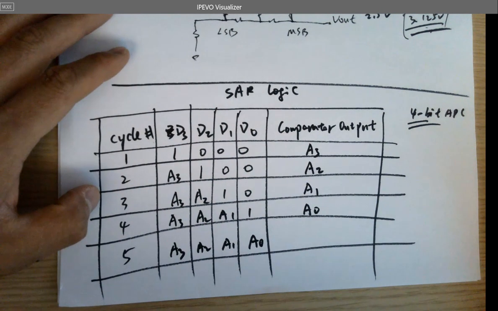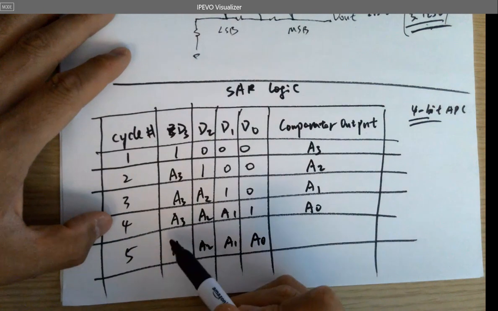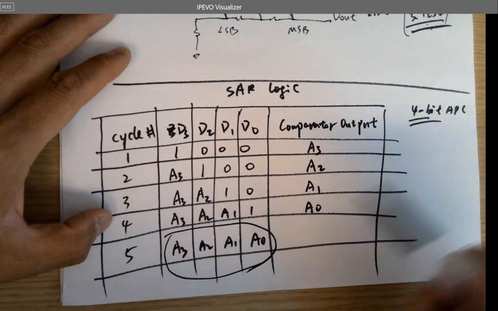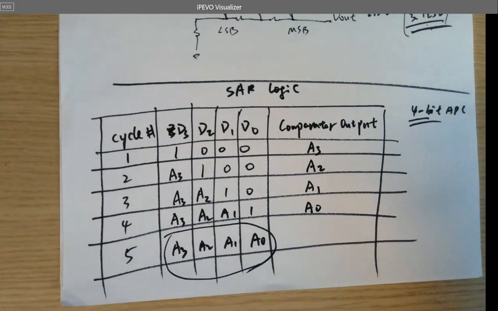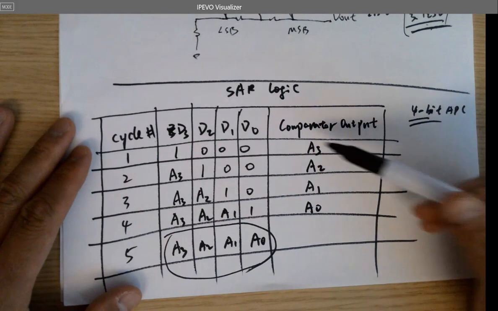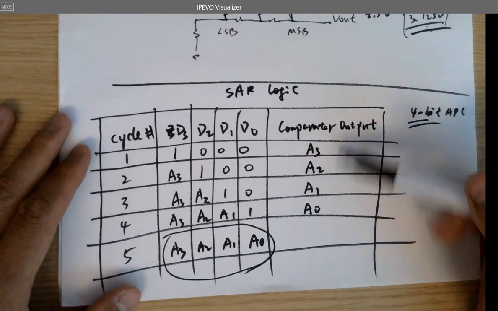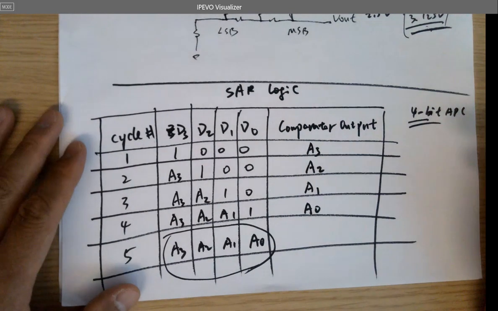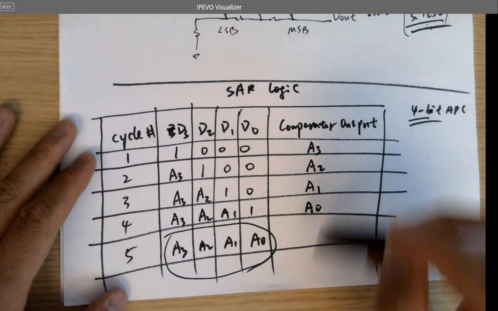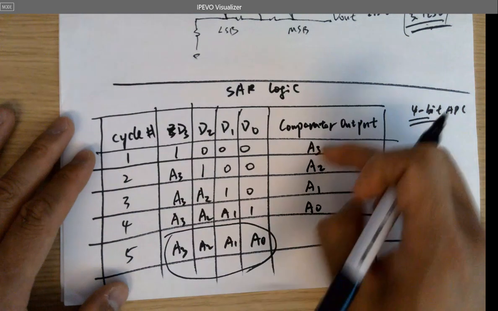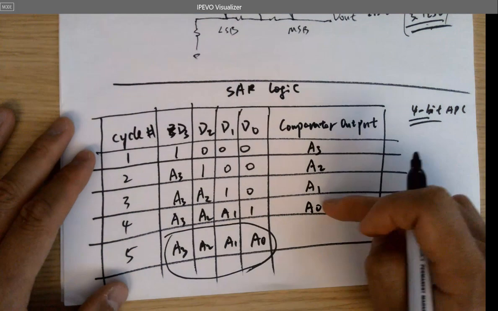Okay. So you can find out eventually the converted or final result of the ADC or DAC. Let's say the ADC result is all the comparator's outputs, right? It's exactly all the comparator's outputs, but you put A3 at the MSB bit and A0 at the LSB bit.